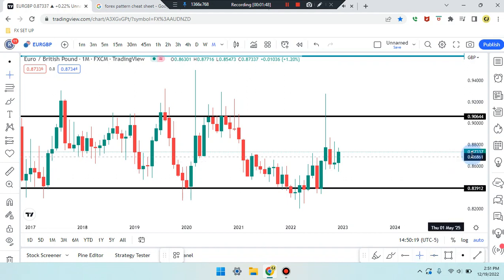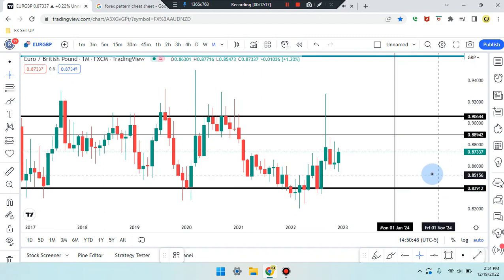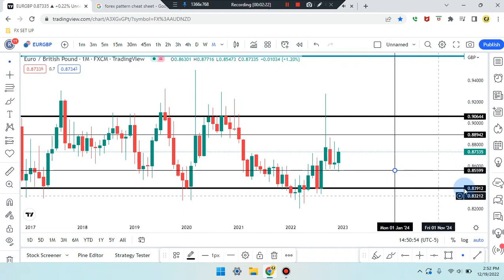Current price is sitting at 0.87337. If price pushes up, it can head to that resistance line at 0.90644. Before tagging that area, it can tag that midpoint at 0.88942. If price decides to reverse and work its way down, it can tag that support line at 0.83912. Before tagging that, it can tag the midpoint, which is the bottom of that price action wick near the numbers of 0.85599. So you can see price action is in the middle of that range.